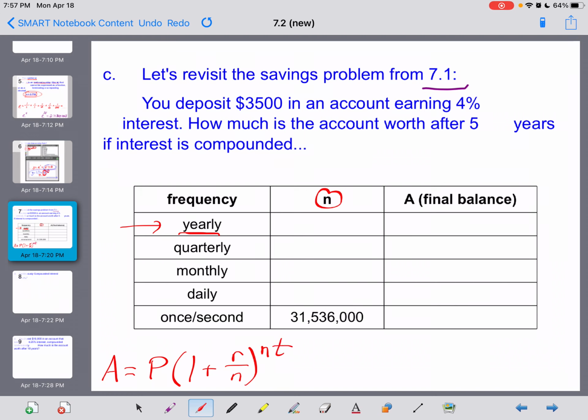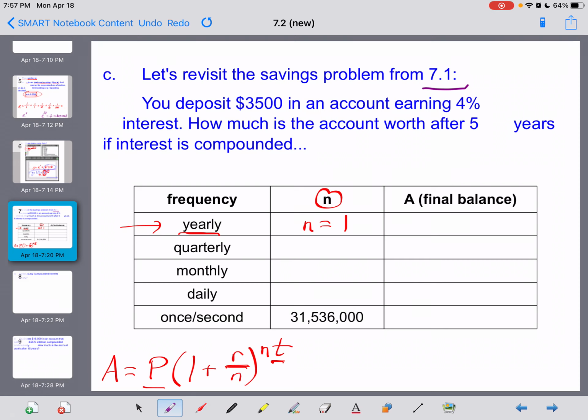And if we remember here, P stood for principal, R was your interest rate, N was the number of times per year that your interest was computed, and T was the amount of time in years that that amount was going to grow, or that account was going to grow. So if we look at the first thing I want to do here, yearly, we've got to figure out the N value here. Yearly means once per year, so N is equal to 1.